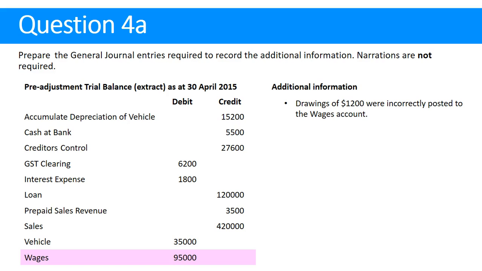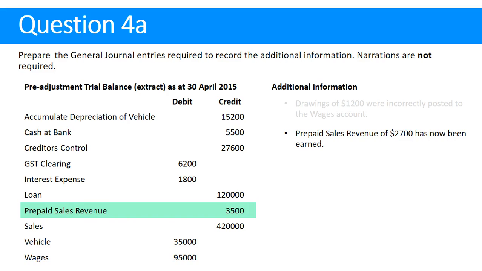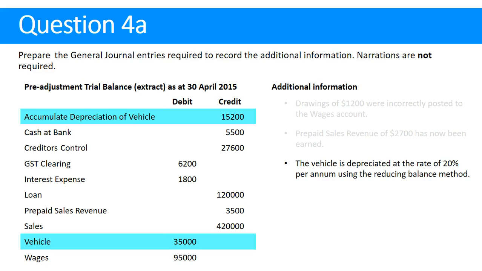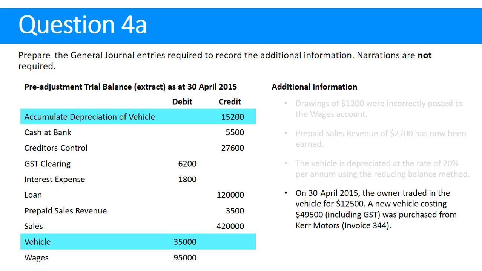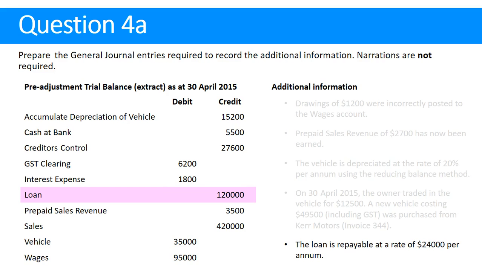Clearly, we're not going to need all the numbers in this trial balance. So if we just highlight the ones we do, that'll focus our study, and therefore we can get through this in the shortest amount of time possible. The next dot point said that the prepaid sales revenue of $2,700 has now been earned, so that will affect that liability there for $3,500. We've got a vehicle being depreciated, so we'll need the vehicle amount and the accumulated depreciation of the vehicle. And we also have a new vehicle being bought for $49,500 on the last day of April, which is the last day of our reporting period here. And lastly, that loan there is repayable at the rate of $24,000 per annum.